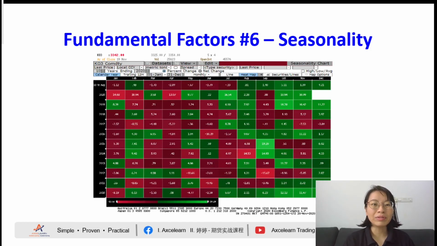I'm so sorry, you can't really read it, but definitely you can read the green color and the red color. Am I correct? Green color means that for that particular whole month, the prices are higher. Red color means that for that particular whole month, the prices are lower. So the top one is January, February, March, April, all the way until December. This is the month. And the first line is the average of 10 years. Then this is 2020, 2019, all the way 10 years before that.